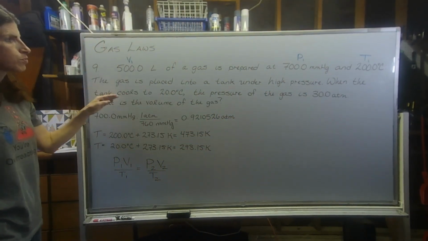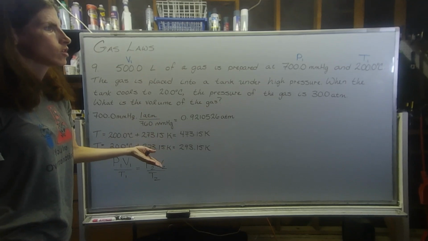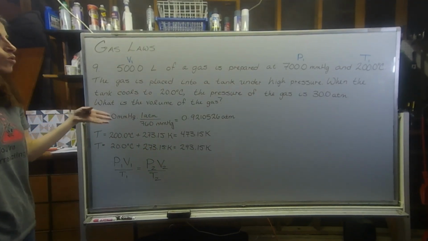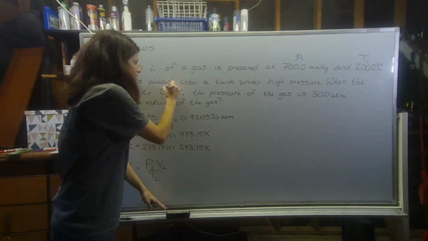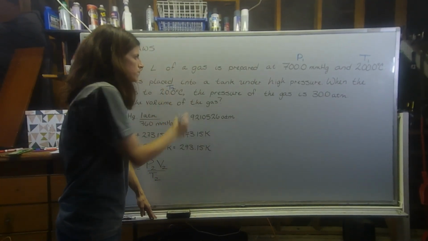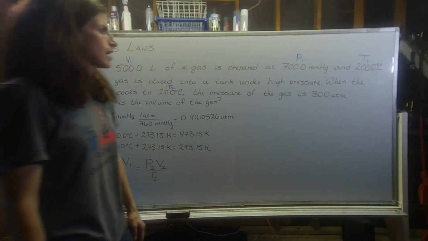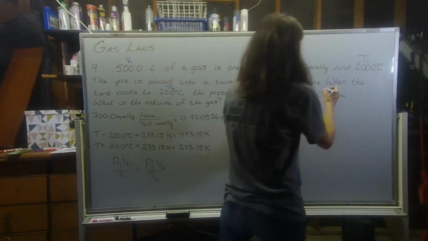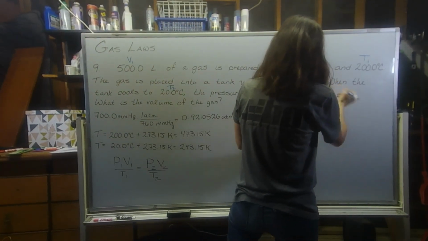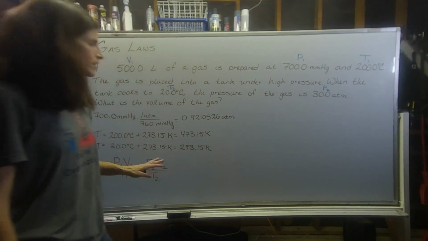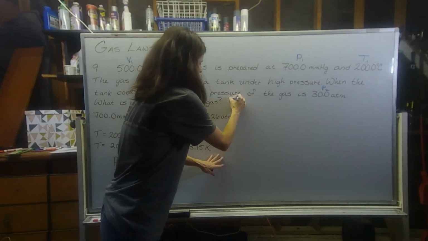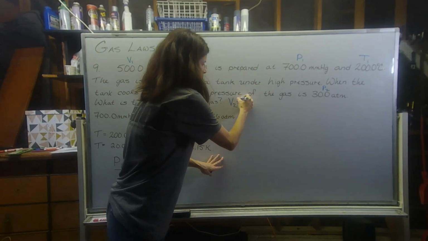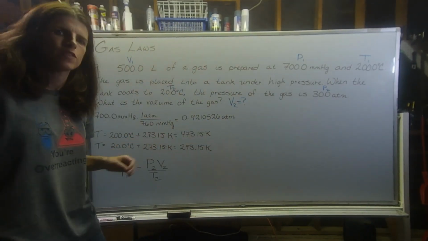The gas is placed into a tank under high pressure, okay, when the tank cools to 20 degrees Celsius. So it sounds like we have a second temperature here. The pressure of the gas is 30 atmospheres, so we have a P2. What is the volume of the gas? So we must be solving for V2, since we already have a V1, right?